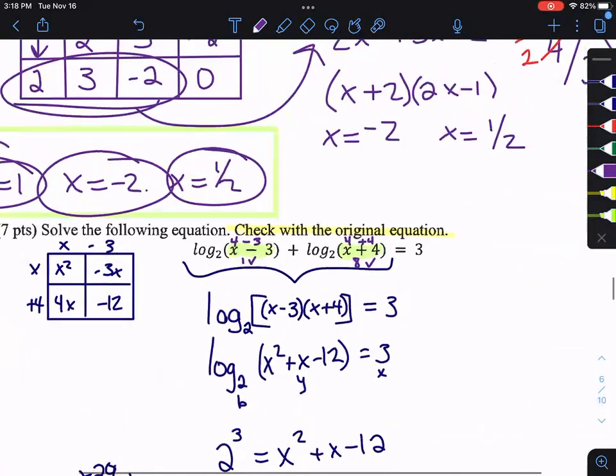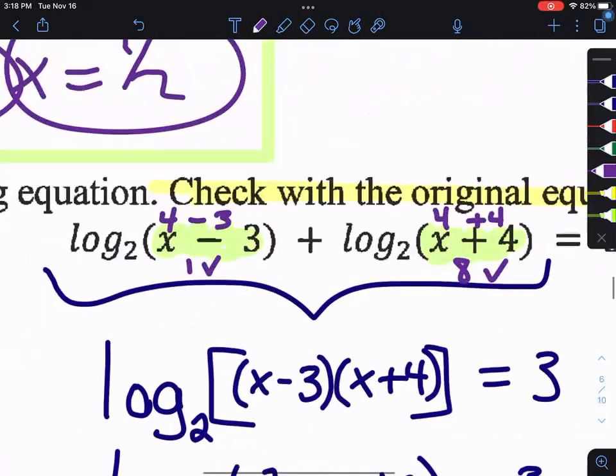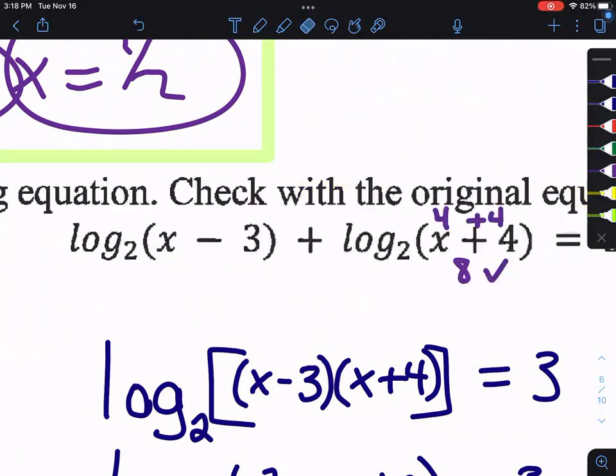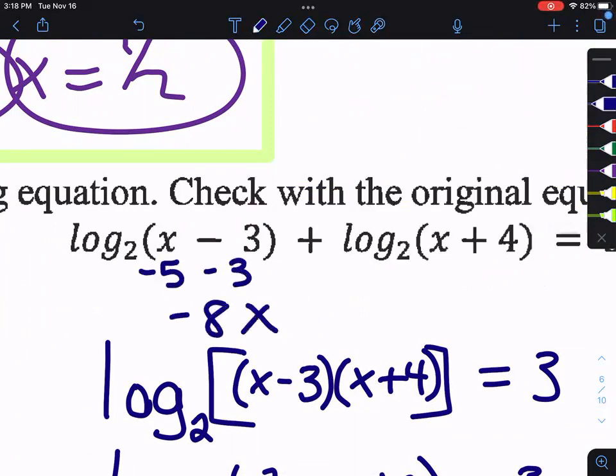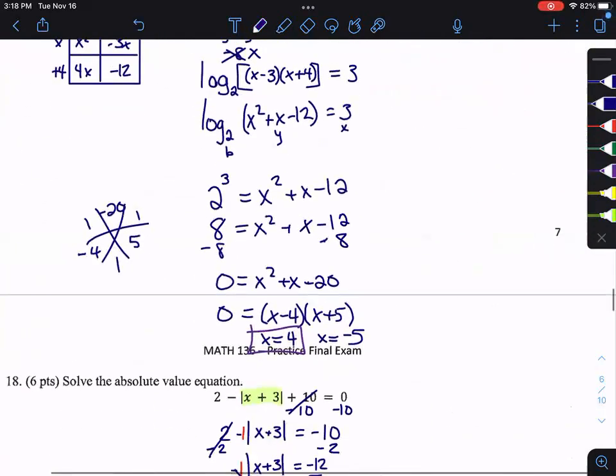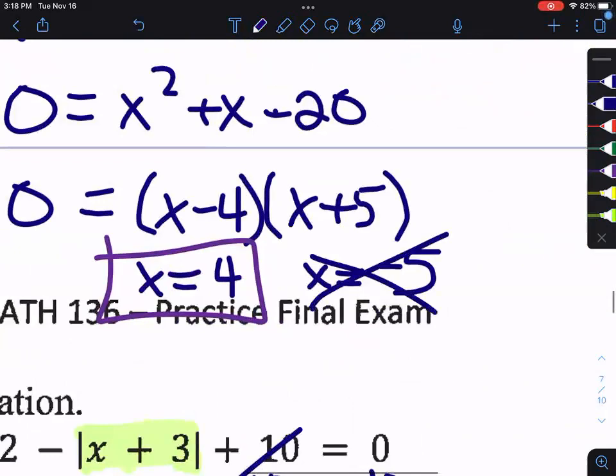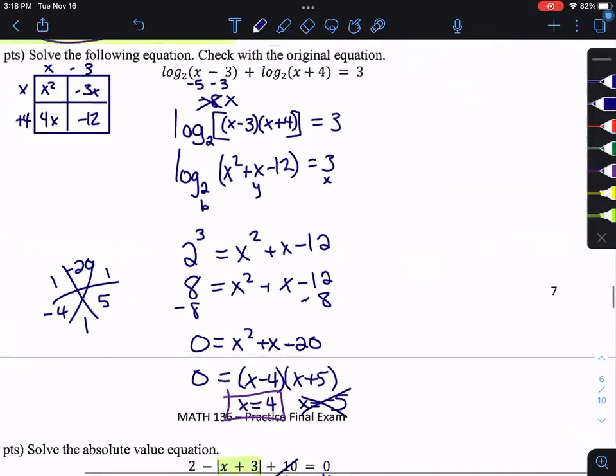Then we're going to check -5. So if I go back here and I check -5, if I plug in -5 minus 3, that gives me -8. I'm not allowed to have a negative in those parentheses, so automatically -5 is getting marked off my list. I don't even need to check at this point the other logarithm.